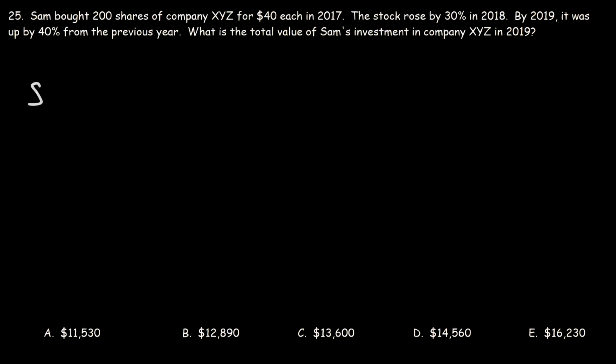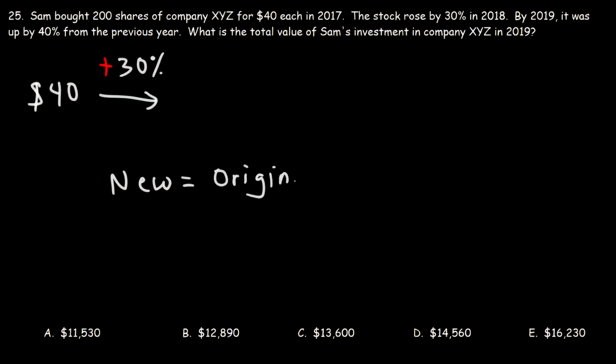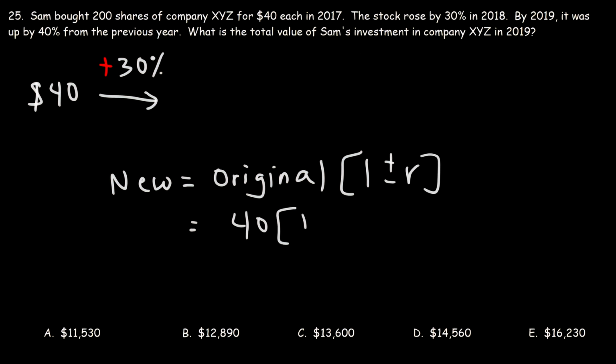So right now, in 2017, the price for each share is $40. Now by 2018, the stock price increased by 30% in that year. So if we increase 40 by 30%, what is the new value? So once again, we need to use this equation. The new value is equal to the original value times 1 plus or minus r. So the original value is 40. The percent increase is 30%, which is 0.30. So we need to multiply 40 by 1.3. So by 2018, the stock was worth $52.